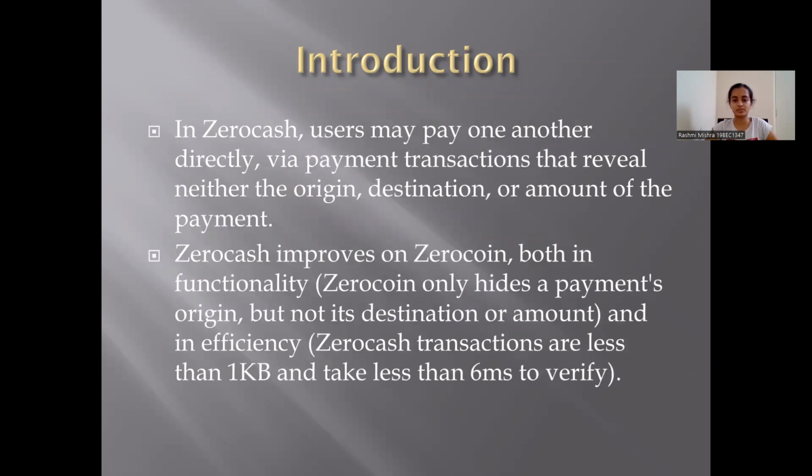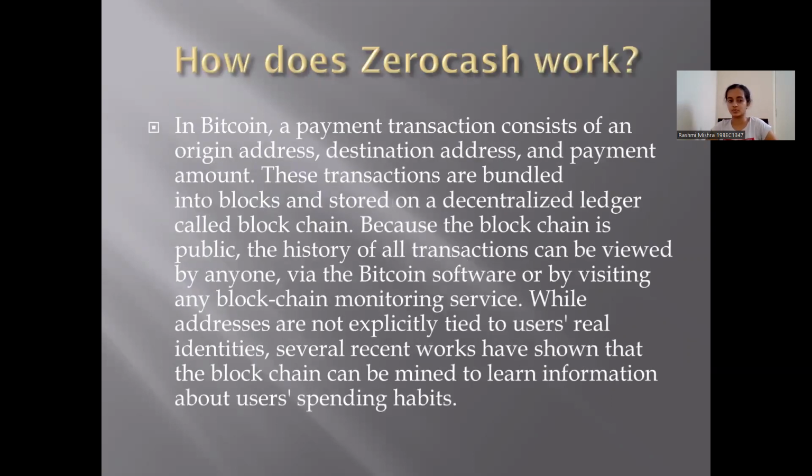In Zerocash, users may pay one another directly via payment transactions that reveal neither the origin, destination, nor the amount of payment. Zerocash improves on Zerocoin both in functionality, as Zerocoin only hides a payment's origin and not its destination or amount, and in efficiency, as Zerocash transactions are less than 1 KB and take less than 6 milliseconds to verify. How does Zerocash work?